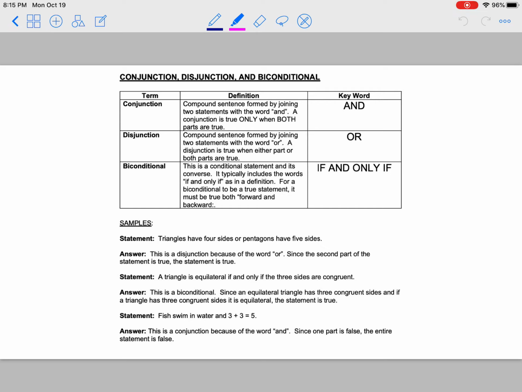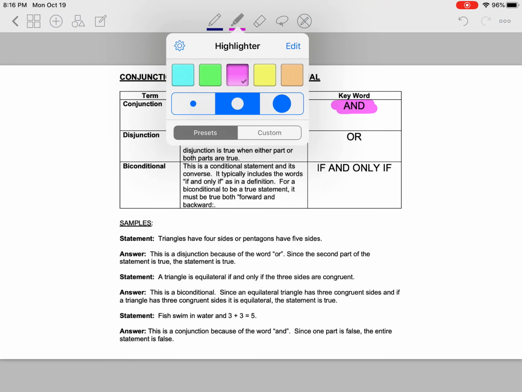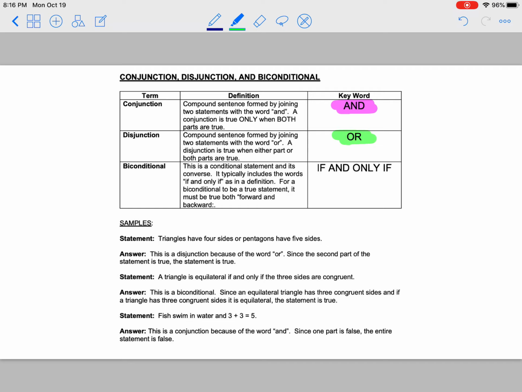Okay, our last little bit of this is the words conjunction, disjunction, and biconditional. And so a conjunction, the key word for it is and. That's the word you look for. To say that a conjunction is true, both parts of the statement have to be true. The first part and the second part both have to be true for you to say that that conjunction is true.